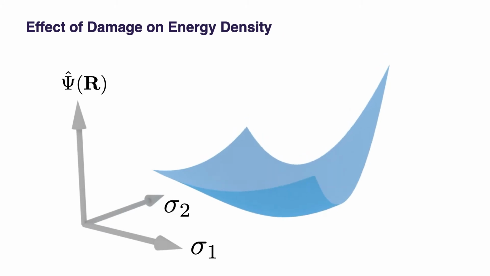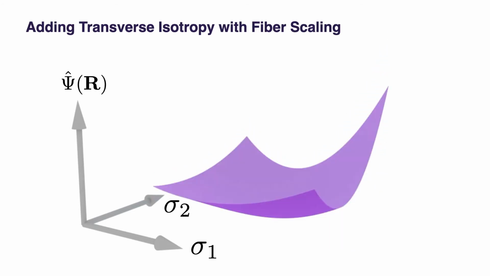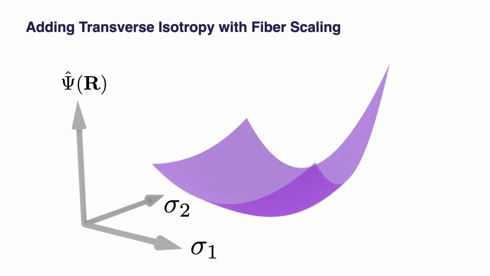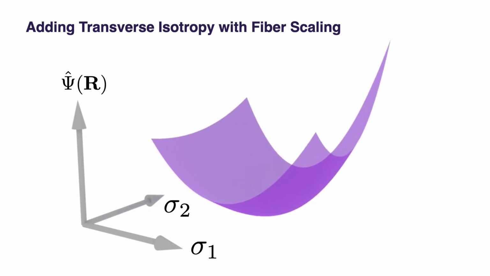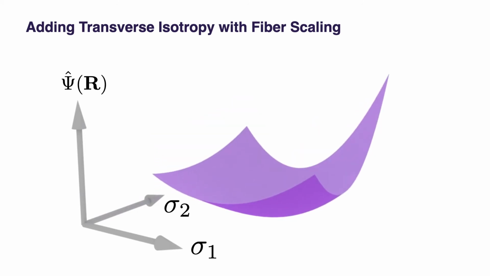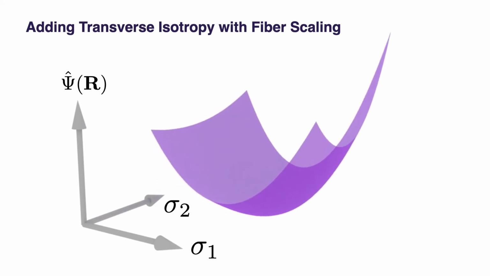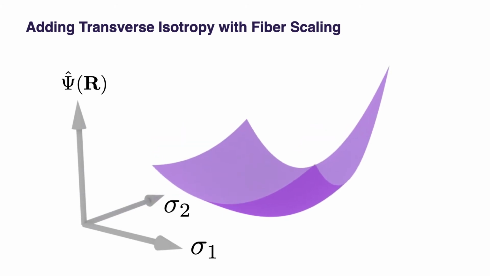Next, let's take a look at the way our energy density changes under different conditions. This first graph demonstrates the effect that increasing damage has on the energy density. Notice how the overall energy of the material decreases where there is damage. Next, we add transverse isotropy to the energy density by scaling the strength of the principal fiber direction. Notice how as we scale the strength of this direction, the energy strongly increases for stresses moving in the principal direction, meaning that the material will more strongly resist deformation in this direction.